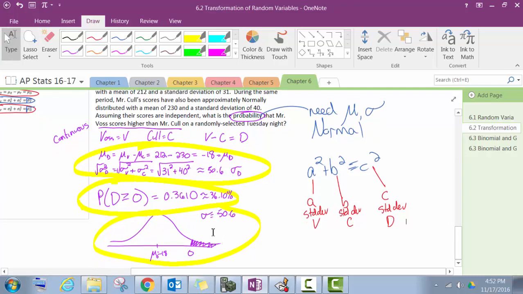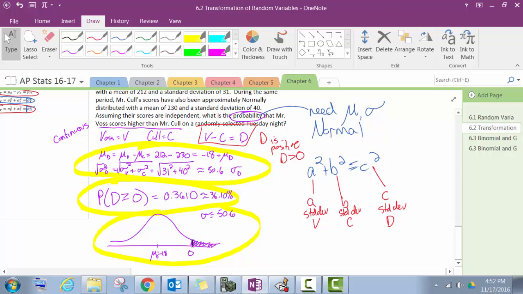So then the work I want to see is this. I want my normal curve with the mean marked -18, standard deviation 50.6. Now I want to know the probability that Mr. Voss scores higher. So if we're looking at this equation, if Voss scores higher, then D is positive. And if D is positive, that means it's greater than 0. So we want to find the probability that D is greater than or equal to 0, because it doesn't matter if it's equal, because it's continuous data.